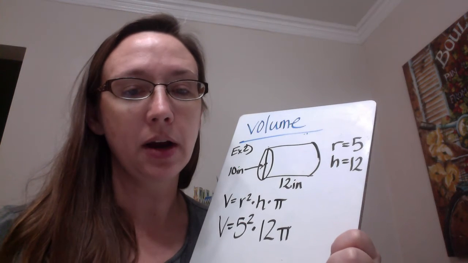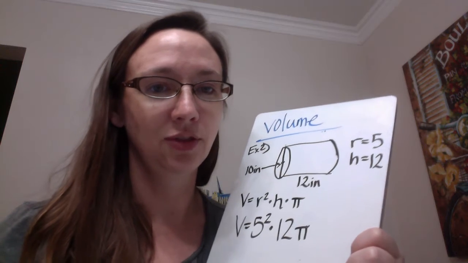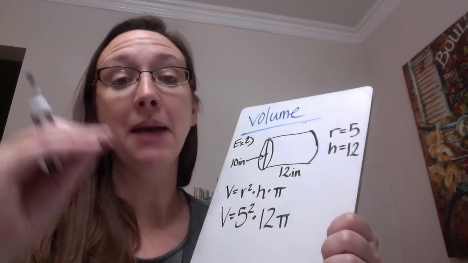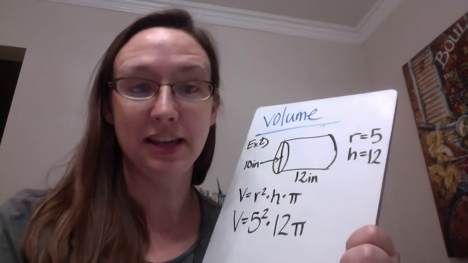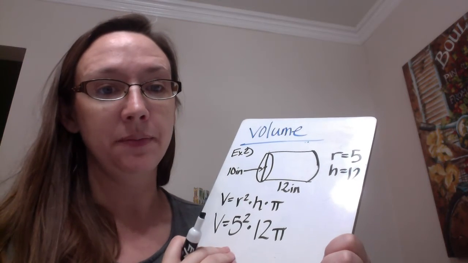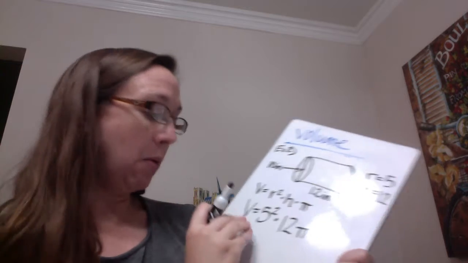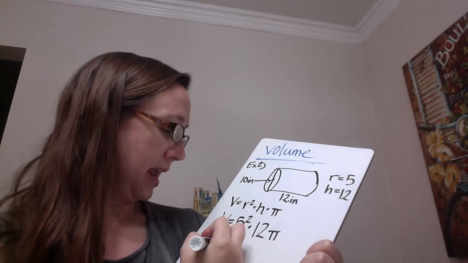What does 5 squared mean? Tell your neighbors who aren't there. Good job. 5 squared means 5 times 5, not 5 plus 5. This is not 10. What does 5 squared equal? 25. Good job.